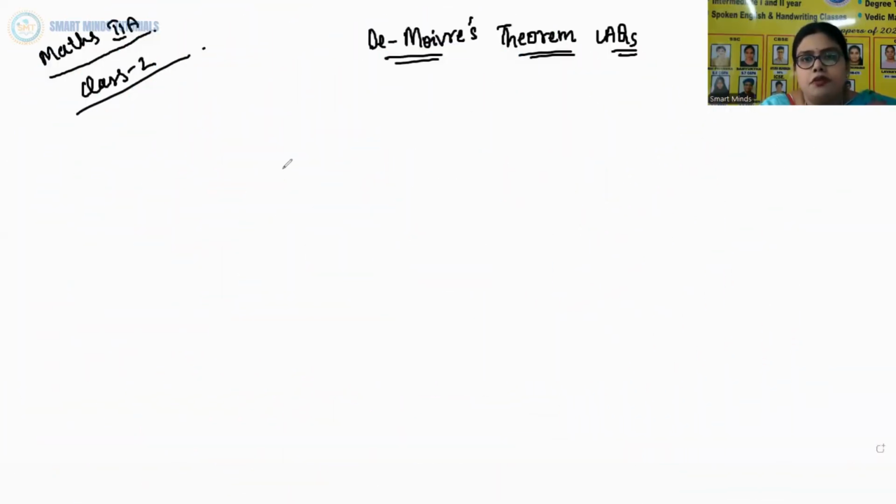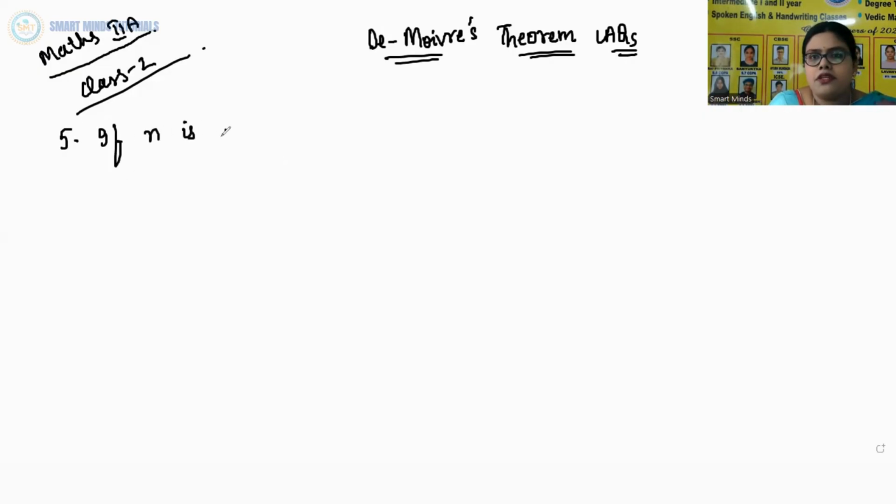In this class, we'll do the remaining LAQs of DeMoivre's theorem. In the last class, we covered 4 LAQs and now we are going to cover the remaining 4. Okay. So take the 5th LAQ.